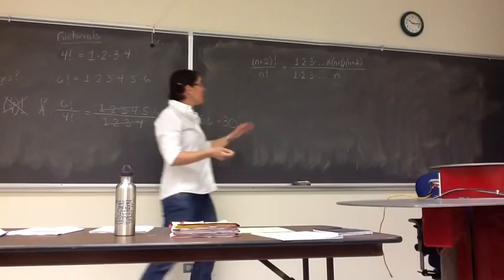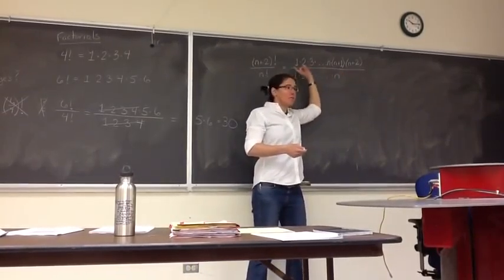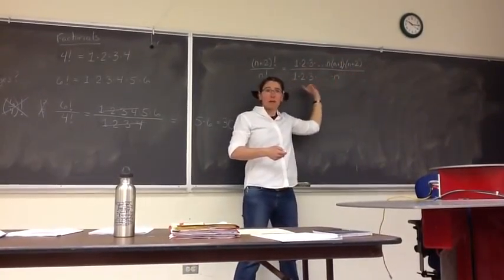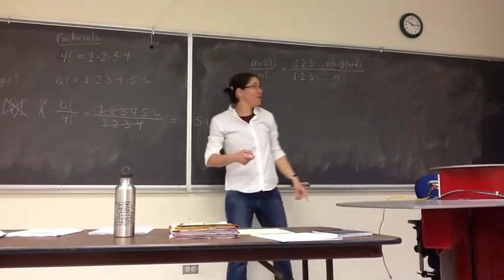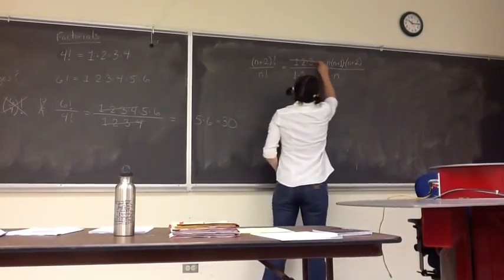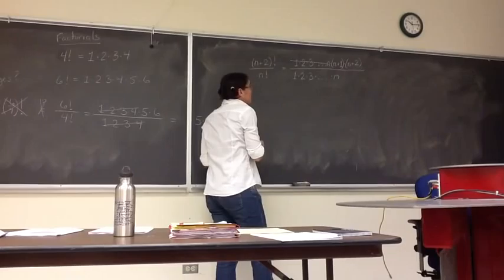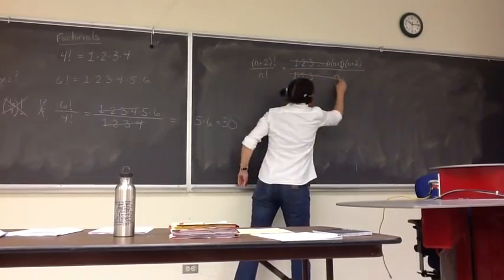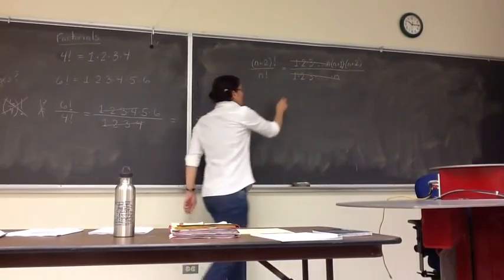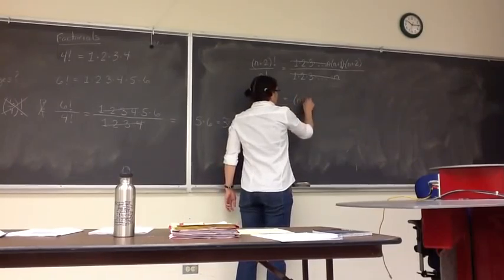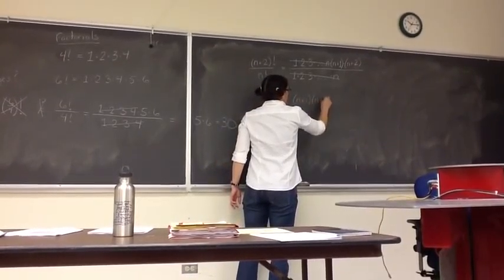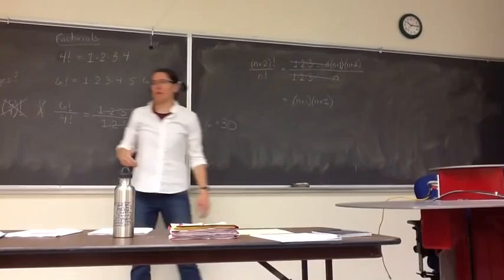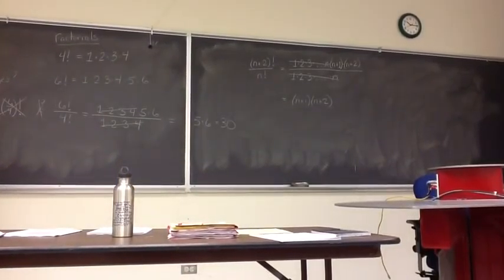Okay, so now I've got all of these terms, with multiplying all these numbers across the top, multiplying all these numbers across the bottom, and a whole bunch of these things cancel. So I can cancel out 1 times 2 times 3 all the way up to n on the top and the bottom. And that leaves me with n plus 1 times n plus 2 all over 1, and I don't need to keep them in the denominator.